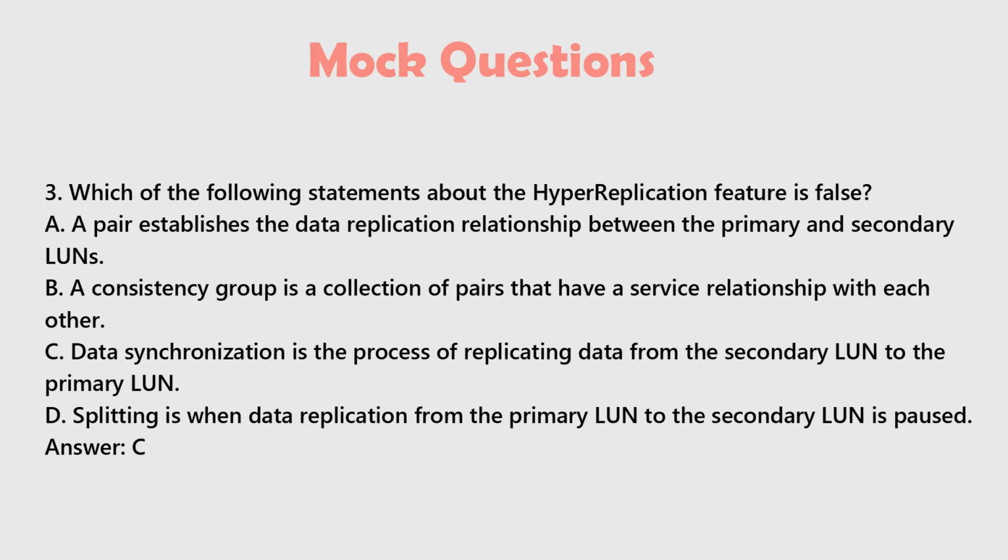3. Which of the following statements about the HyperReplication feature is false? A. A pair establishes the data replication relationship between the primary and secondary LUNs. B. A consistency group is a collection of pairs that have a service relationship with each other. C. Data synchronization is the process of replicating data from the secondary LUN to the primary LUN. D. Splitting is when data replication from the primary LUN to the secondary LUN is paused. Answer: C.